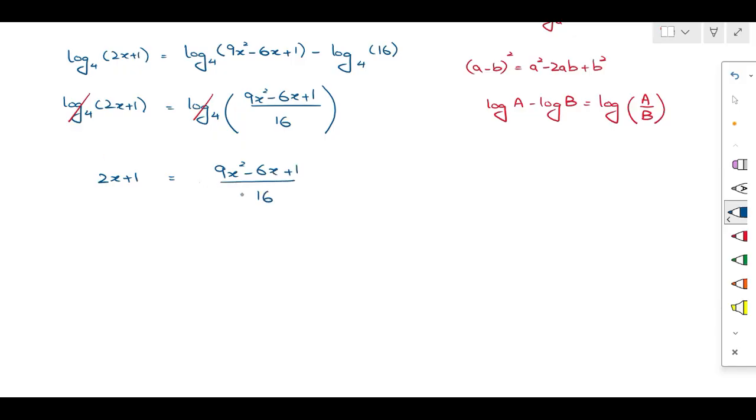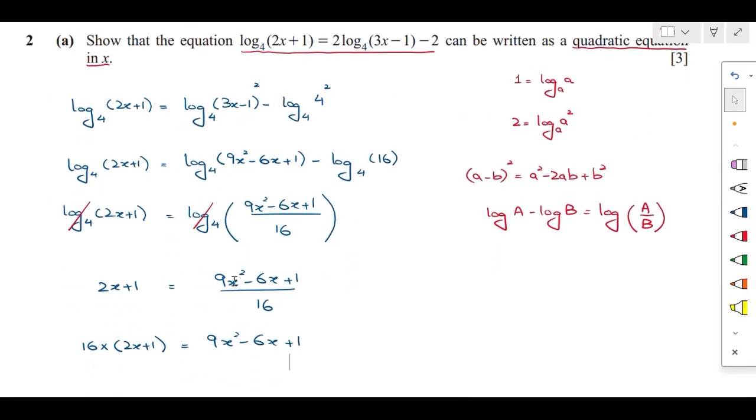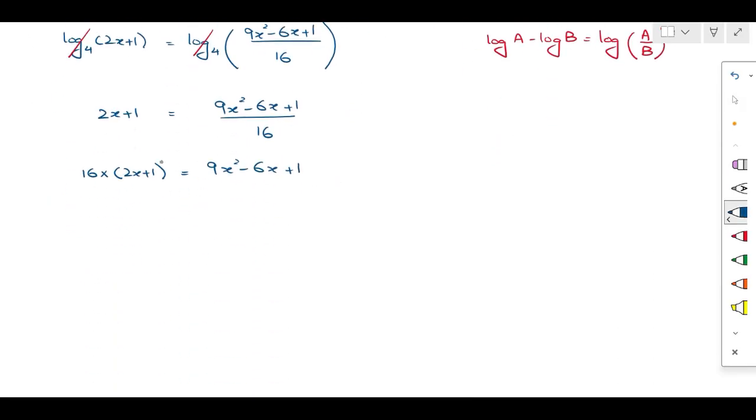Now we need to cross multiply 16 to the other side. 16 times (2x plus 1) is equal to 9x square minus 6x plus 1, because we need to convert the logarithmic equation into a quadratic equation in the variable x. Okay, now this looks like a quadratic, so let me do this. 16 times 2 is 32x, 16 times 1 is 16, equal to 9x square minus 6x plus 1. Now shift all the terms to the right side. We have 0 over here, 9x square minus 6x, and shift the x term, minus 32x plus 1, and shift the 16, minus 16.